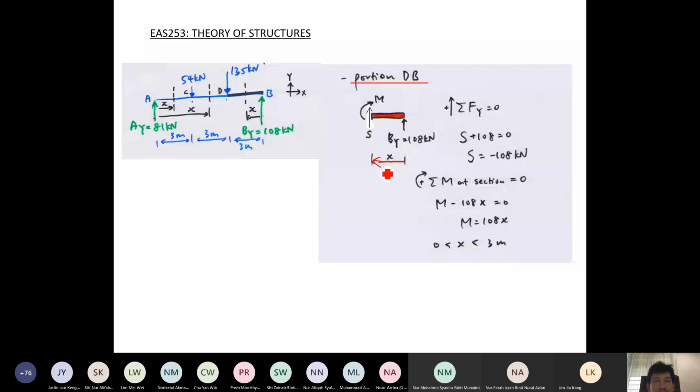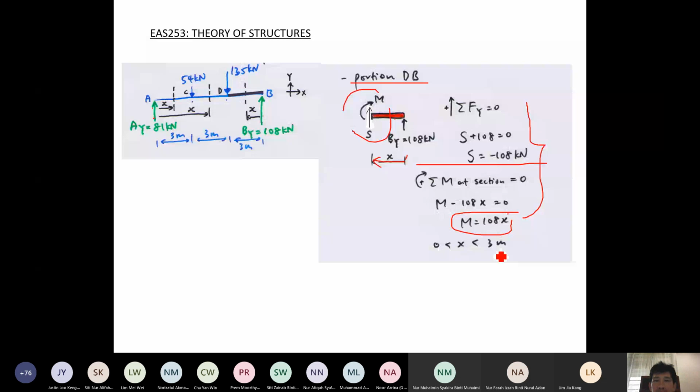Draw the free body diagram, and we use the right-hand side of the cut section as the free body diagram. So the positive direction for shear is upwards, and the positive direction for bending moment is clockwise. Then, as you know by now, write down the equilibrium equation of force in the y direction, and you get S. Take moment at the cut section, you get M. Then S again is constant, and M again is a function of X. Now X indicates the location of the sections in general within D and B, and we start from B, so X takes the value between 0 and 3.